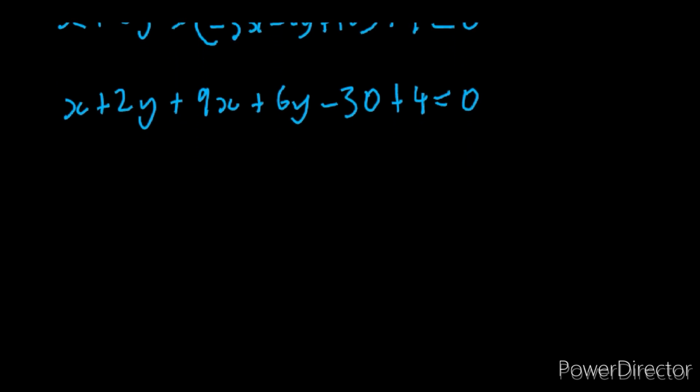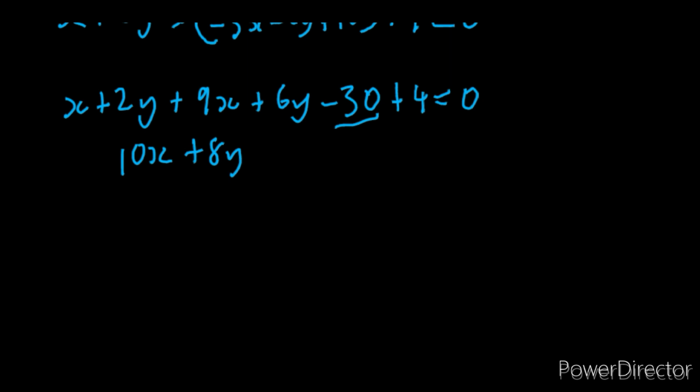So let's simplify it further. Even if you don't choose to simplify, there is nothing to lose, but you'll do good when you simplify. So grouping like terms, 9x plus x is 10x, so we've got 10x. Then 2y plus 6y is 8y. Then from here, we've got minus 30 plus 4, which is minus 26. So there we have it.